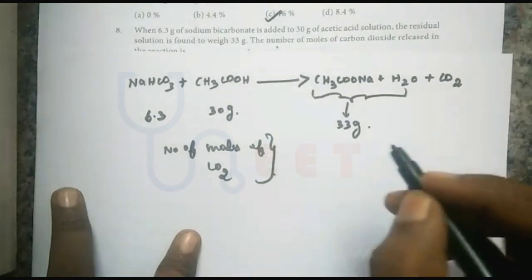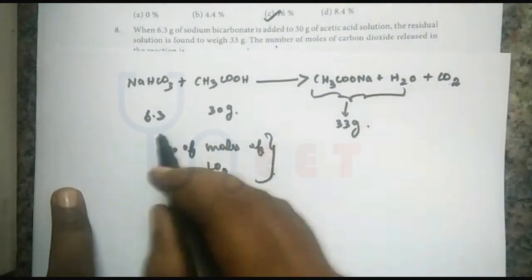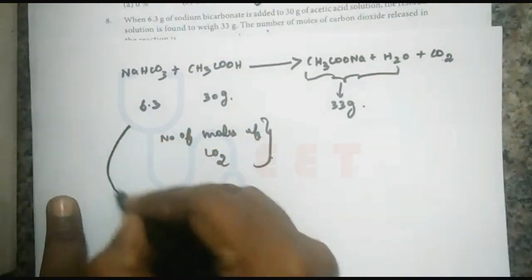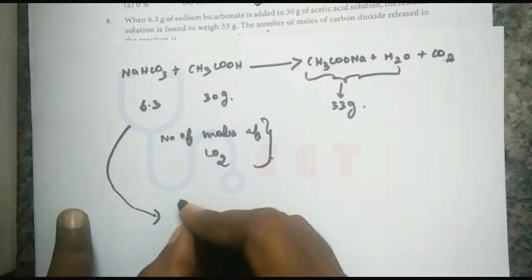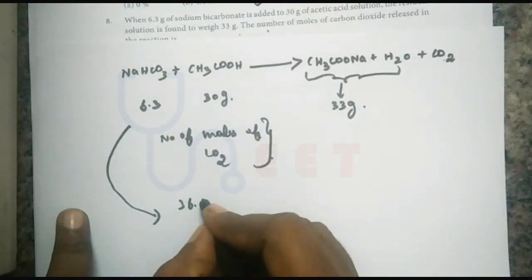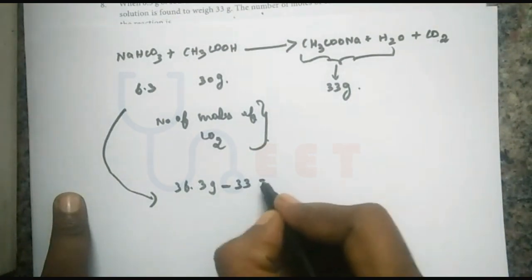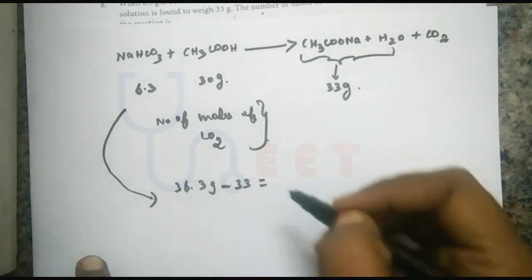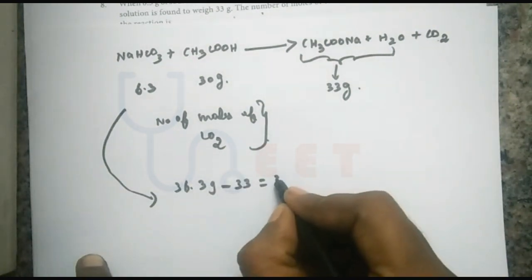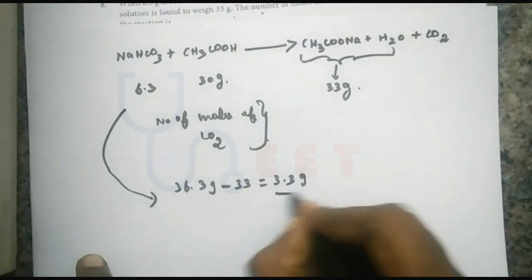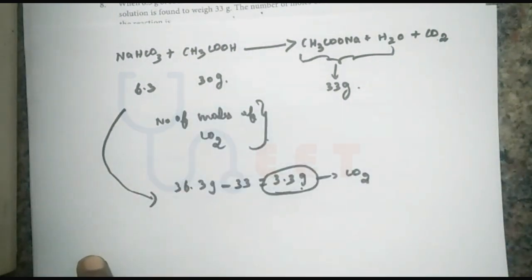Now we have to find out the mass of carbon dioxide liberated from this reaction. The weight of the reactants is 30 plus 6.3, which is 36.3 grams. The residue is 33 grams. So we subtract the residue value from the reactant value, and we get 3.3. This 3.3 grams of carbon dioxide is released from this reaction.